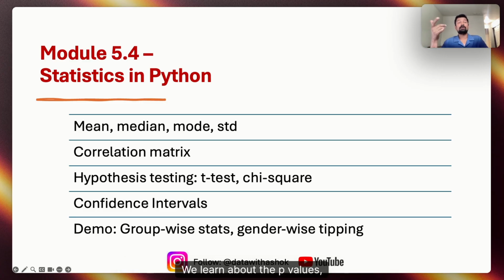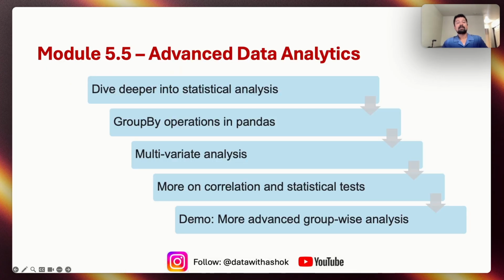We'll learn about p-values, accuracies, sensitivity, specificity, and MCC, and how to compute them. We'll learn about the confusion matrix. When you are doing this test, when you are learning machine learning based models, how to get the true positives, the false positives, the true negatives and false negatives, those kinds of things we'll learn here. Then we'll go to advanced data analytics.